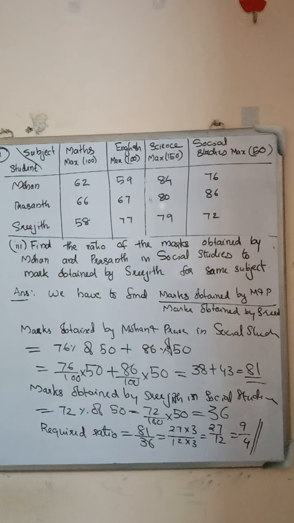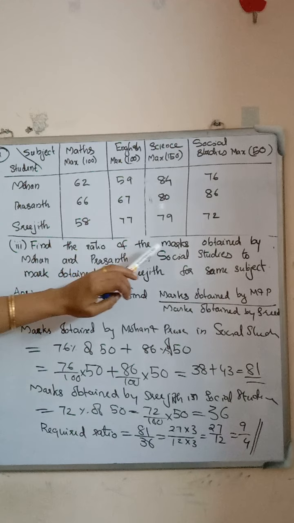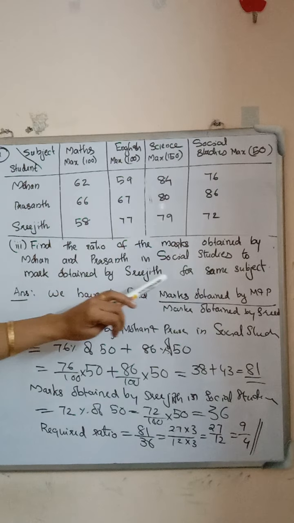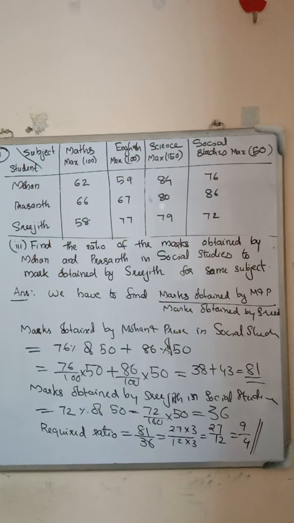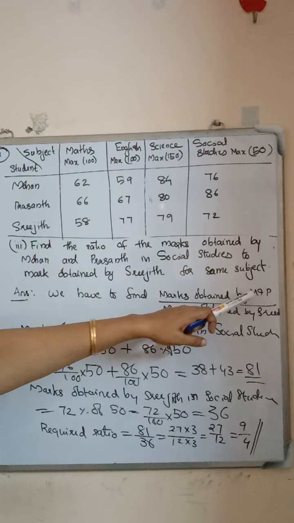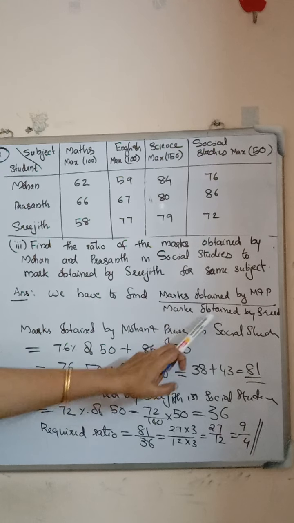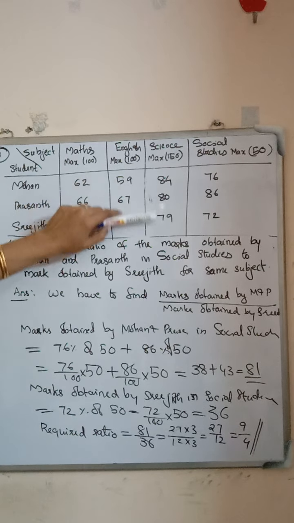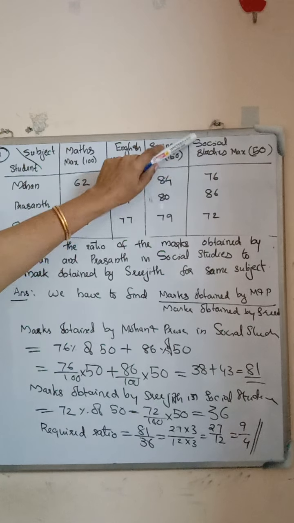Next we discuss the third problem about this data. Find the ratio of the marks obtained by Mohan and Prashant in social studies to the marks obtained by Srijit for the same subject. That is, we have to find the ratio: marks obtained by Mohan and Prashant divided by marks obtained by Srijit in social studies. Marks obtained by Mohan and Prashant in social studies, we have their marks percentage.